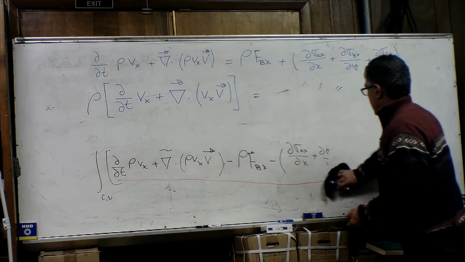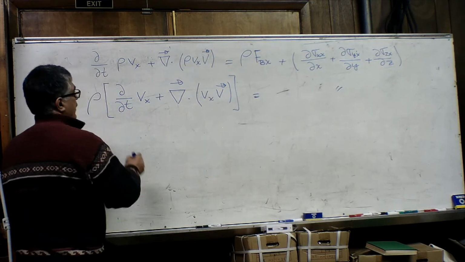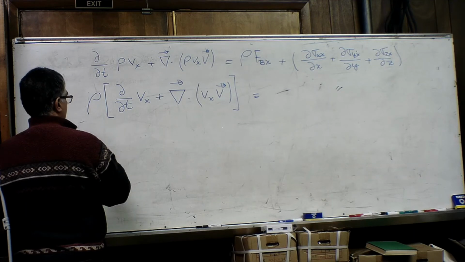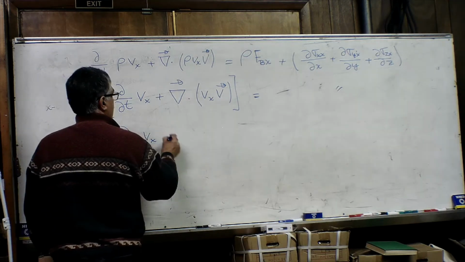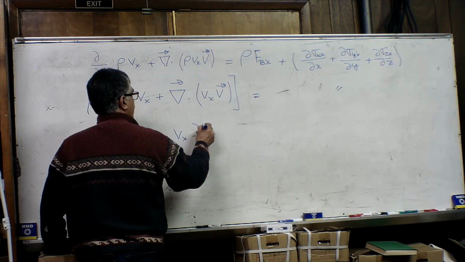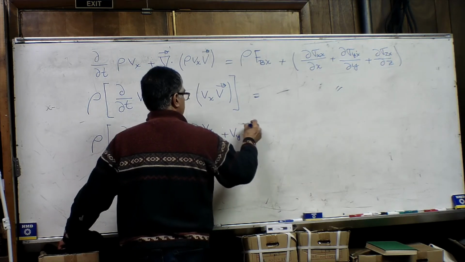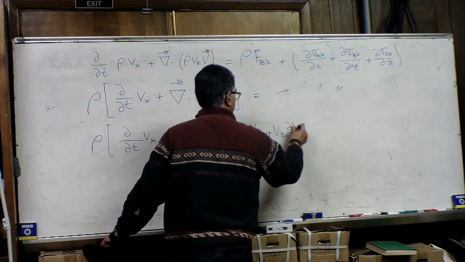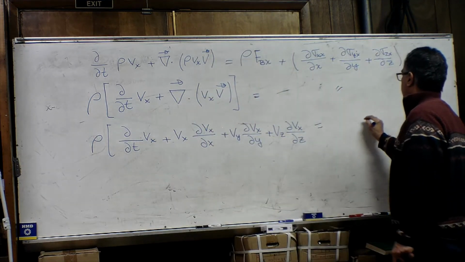Now after we do the dot product here, we can write this as rho, partial derivative with respect to time of Vx, plus Vx partial derivative of Vx with respect to x plus Vy partial derivative of Vx with respect to y plus Vz partial derivative of Vx with respect to z is equal to the right side again.